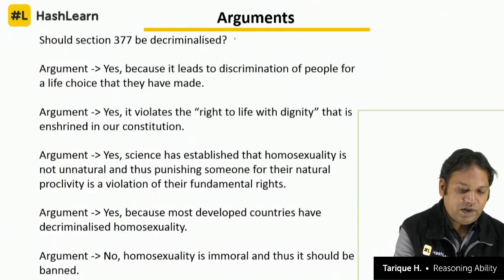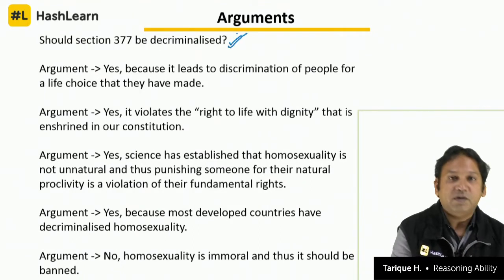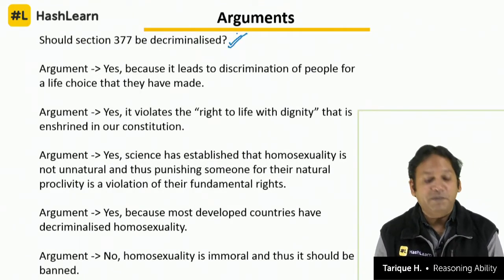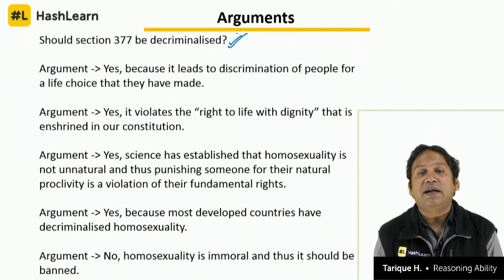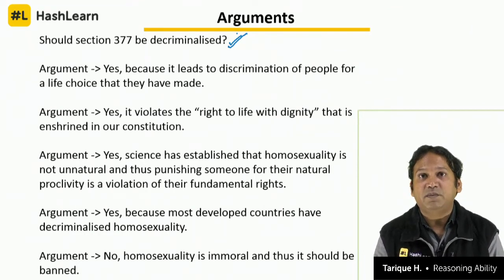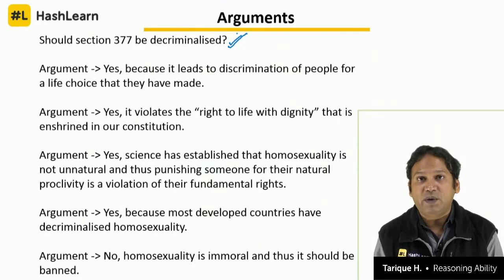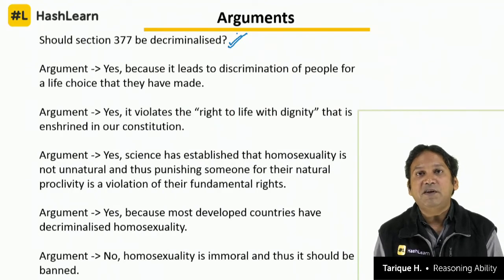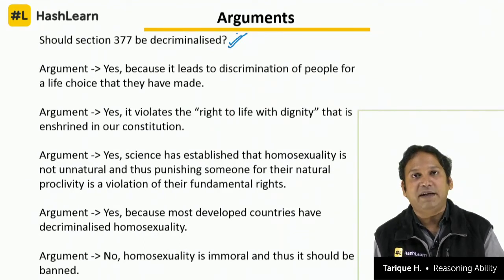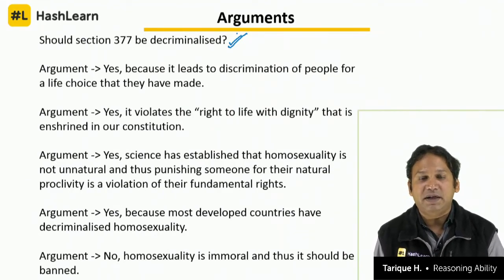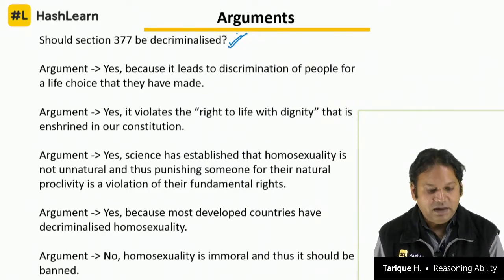Let's take this very hot topic right now. A 5-judge bench of the Supreme Court passed a judgment decriminalizing Section 377. That should be GK information that you must have. Section 377 deals, among other things, with homosexuality or relations between people of the same gender. So suppose people are debating, should it be decriminalized? Now we know that it's already been decriminalized, but let's say people are debating, should Section 377 be decriminalized?